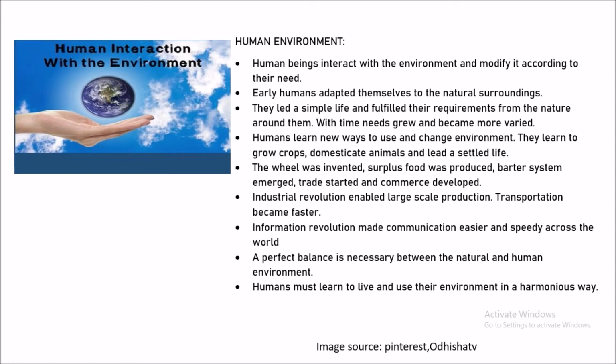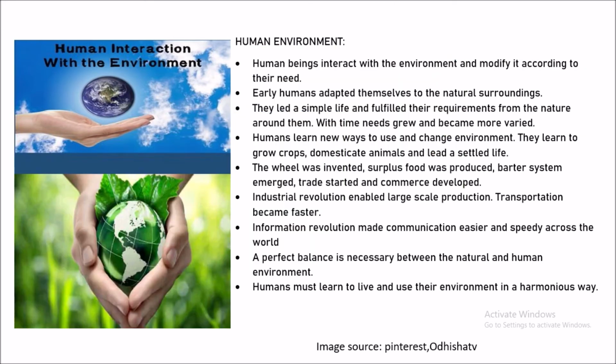Then he went on to invent the wheel, which transformed the entire transport industry. Then surplus food was produced. So he started to produce more food by learning cropping. Then he started to follow the barter system, where he could exchange the surplus food with others. Then he started to do trade and commerce from one group to another group. So like this, man evolved from stage 1 early human life, stage 2 settled life, stage 3 progressing in life, and stage 4 the industrial revolution, which enabled large scale production. Transport became faster. The information revolution made communication easier and speedy across the world.